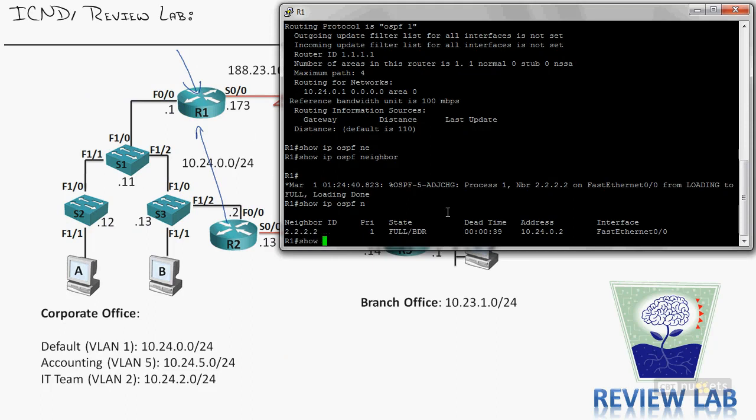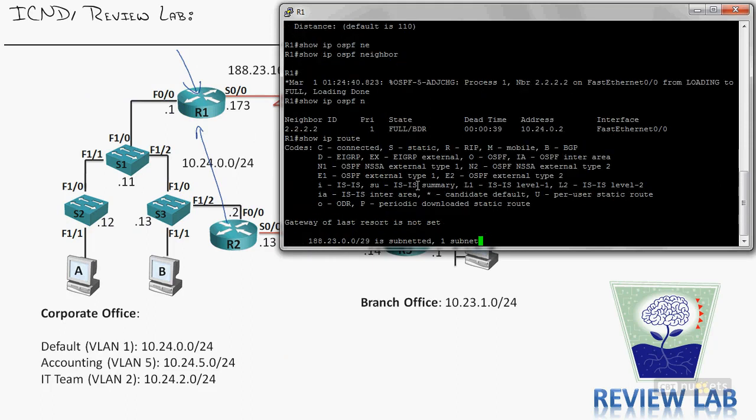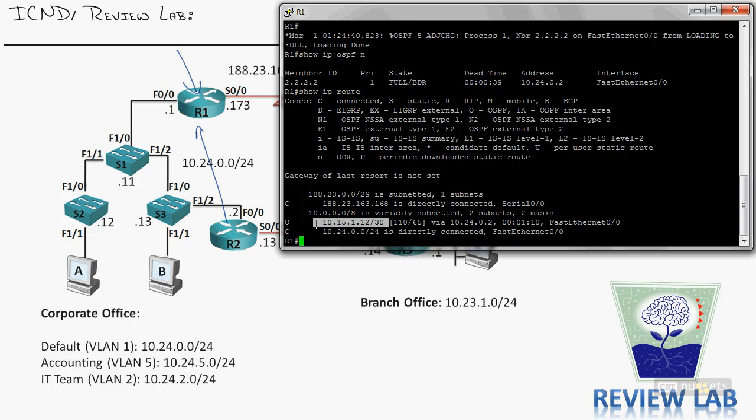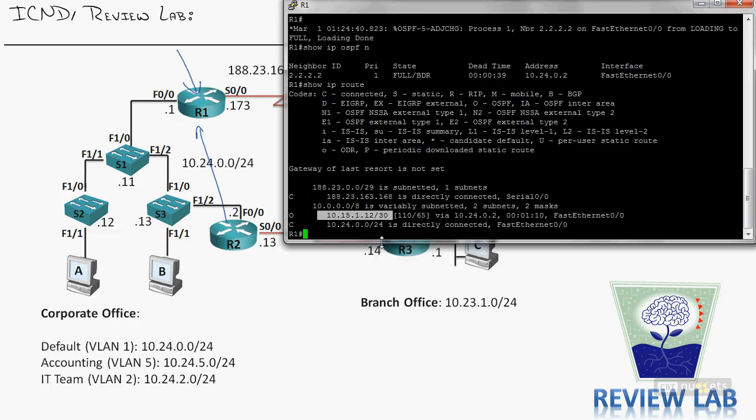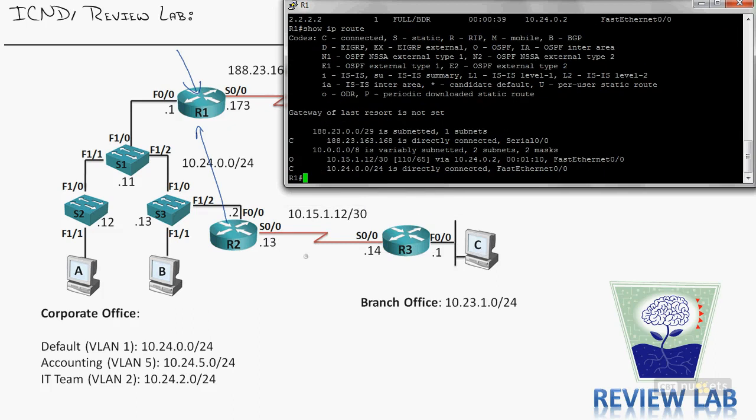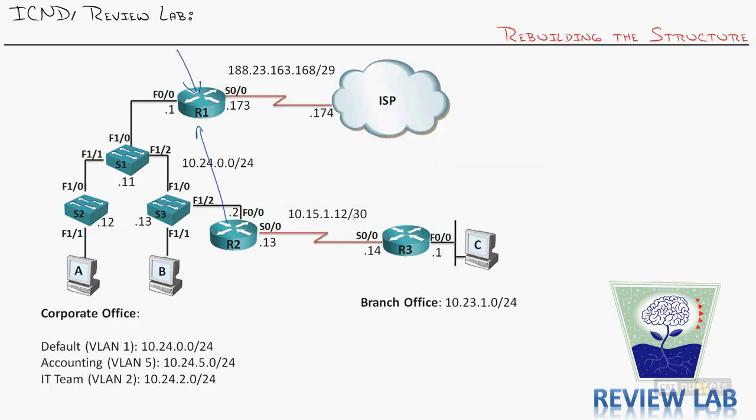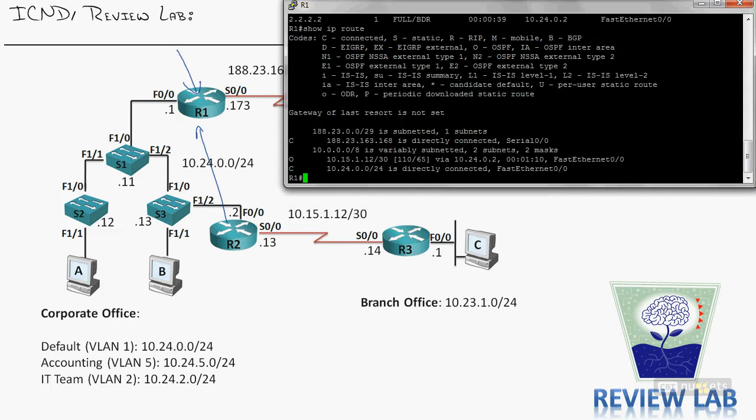So I'll do a show IP route, and I see my first OSPF route right here, 10.15.1.12. What is that? That is this WAN link right here because router 1, I lost my router here. There we go. Router 1 is not directly connected to that network at all. So it has now learned about that network from router 2. So it should be able to ping 10.15.1.13. Bam.